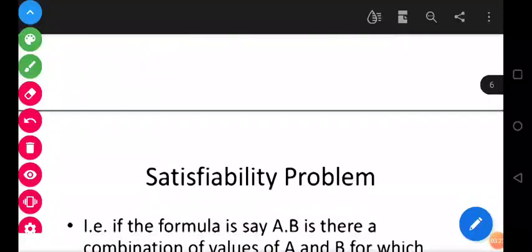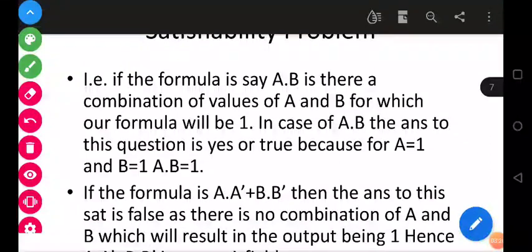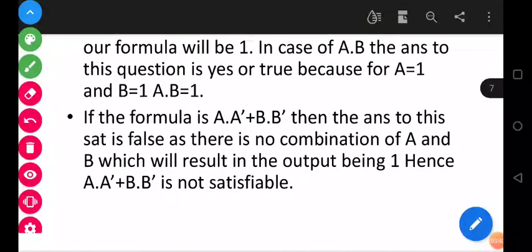For example, say the formula is A dot B, and if I now ask the question, is this formula satisfiable? That is, is there a combination of A and B for which our formula will be 1? In case of A dot B, the answer to this question is yes or true, because for A equal to 1 and B equal to 1, A dot B is equal to 1. But if the formula is A dot A dash plus B dot B dash, then the answer to this SAT is false, as there is no combination of A and B which will result in the output being 1. Hence, A dot A dash plus B dot B dash is not satisfiable.